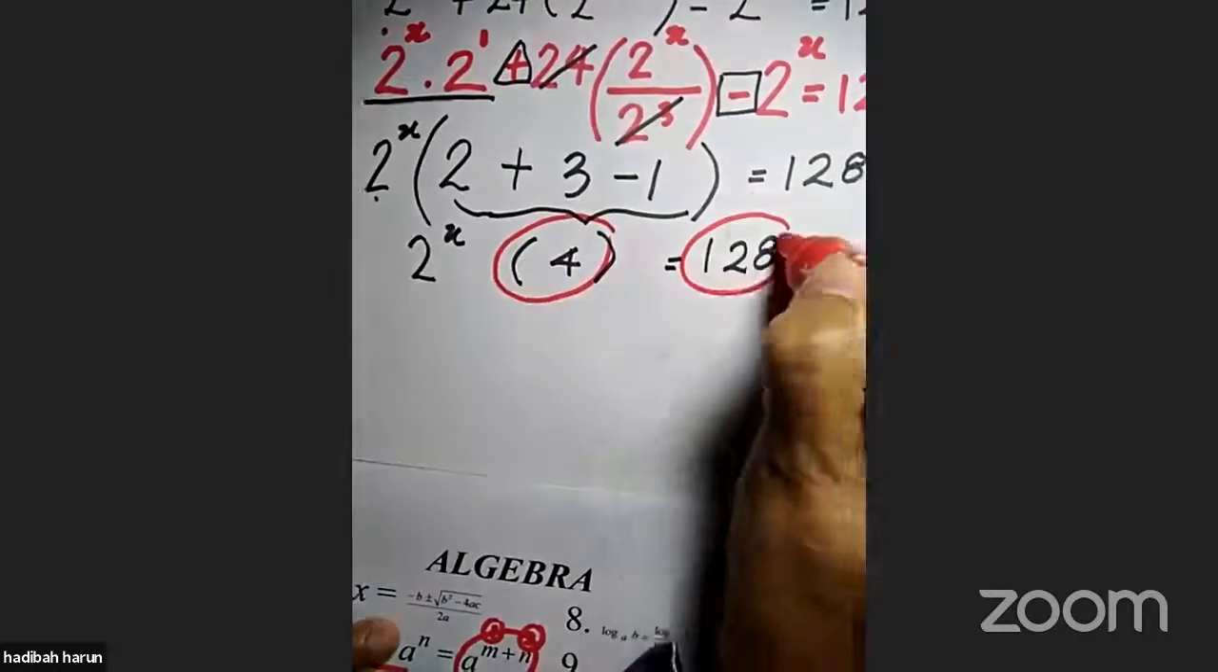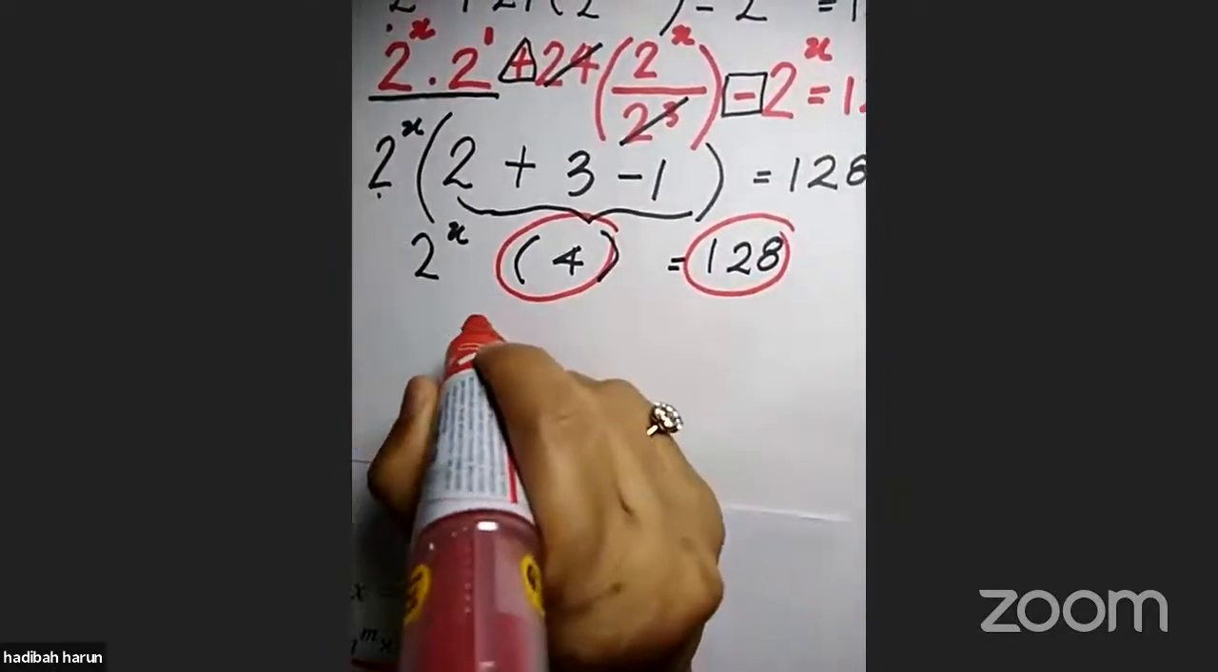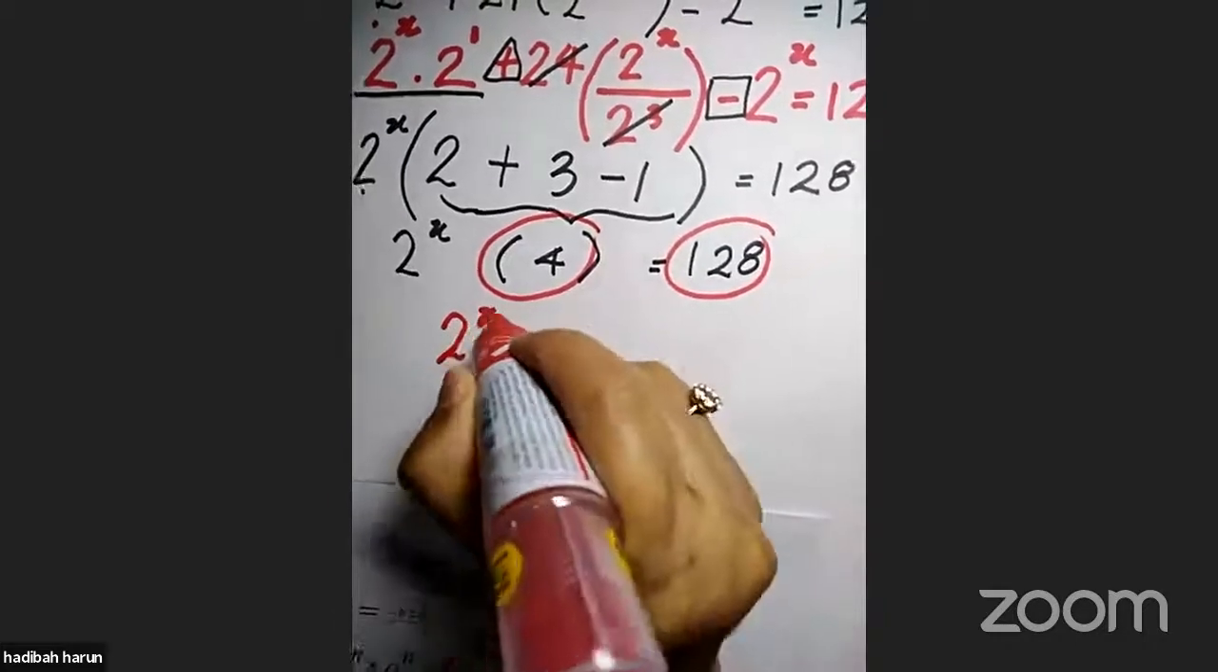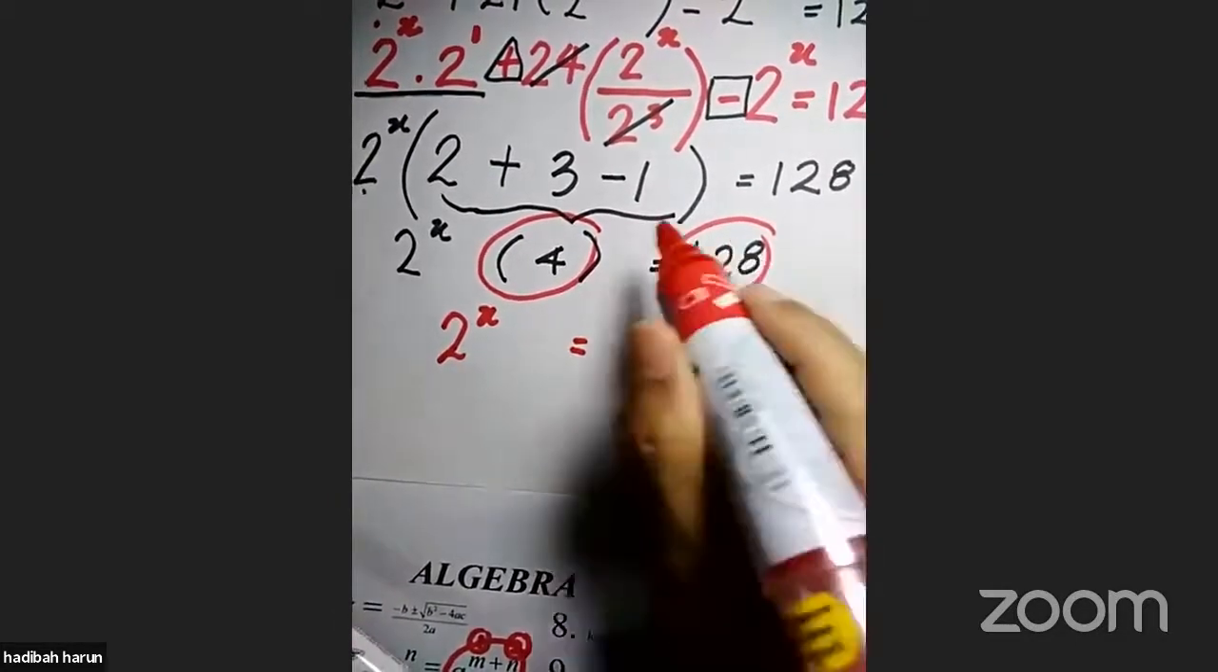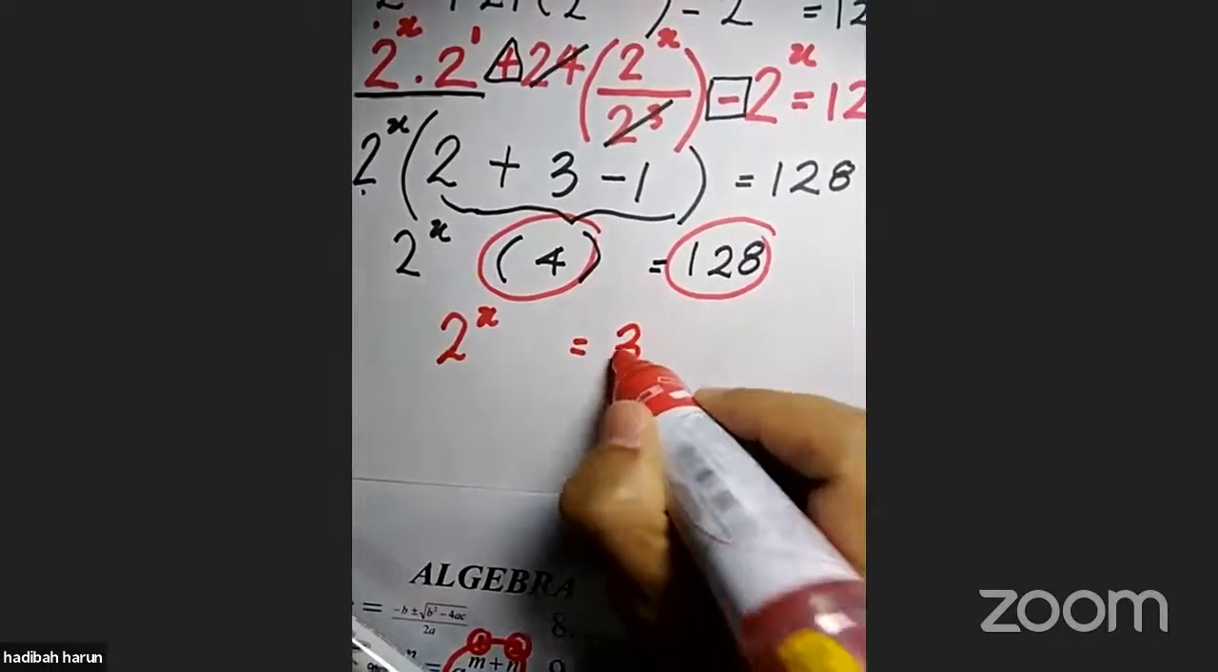So akhirnya we will get 2 to the power of x equals to 128 divided by 4, which is 4 times 3, 4 times 2.